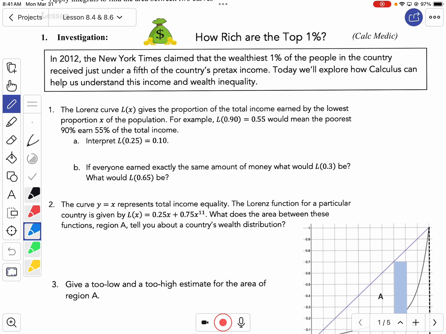All right, so let's see. It talks about the Lorenz curve, L of x, gives the proportion of the total income earned by the lowest proportion x of the population. For example, L at 0.9 would equal 0.55, which would mean the poorest 90% earn 55% of the total income. Okay, so how would we interpret L of 0.25 equals 0.1?